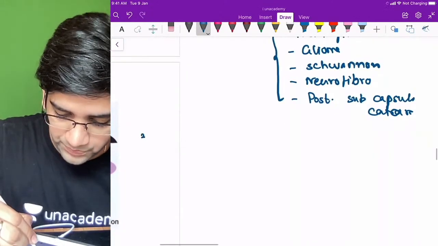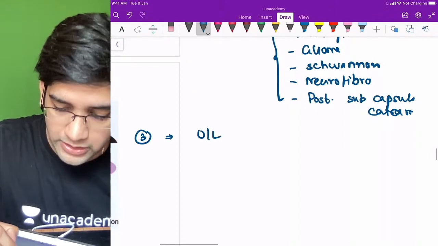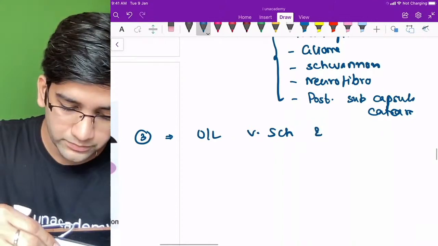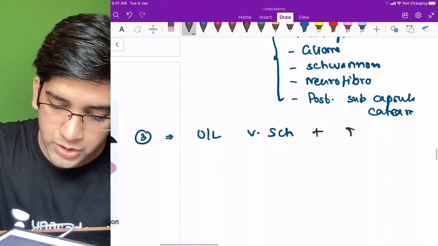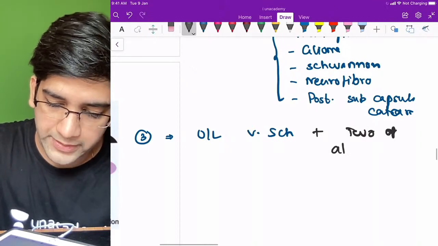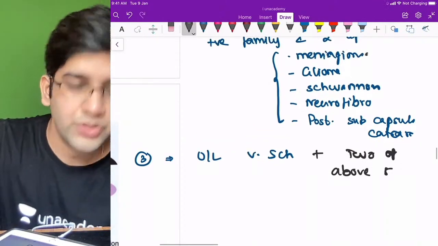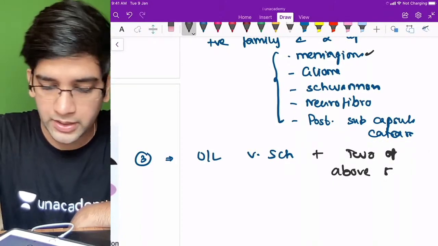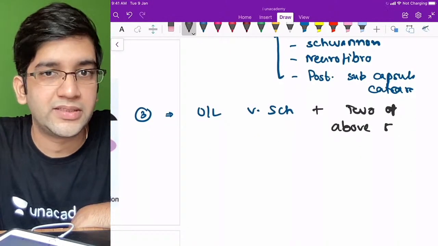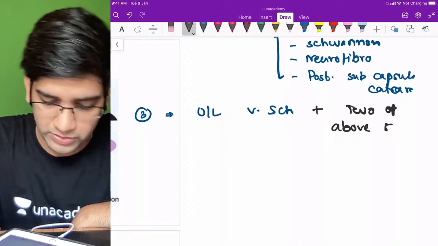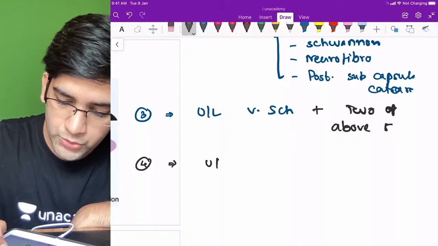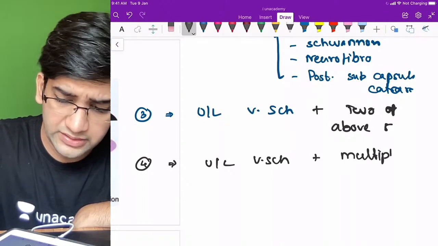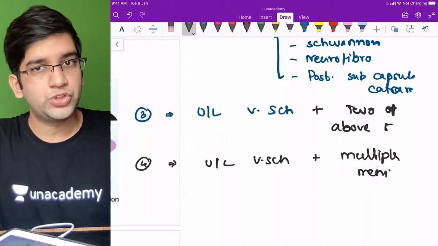If I don't have a family history, third one, what I'm going to say is, I can have a unilateral vestibular schwannoma. I'm writing VS for vestibular schwannoma. Plus, in addition to that, 2 of the above 5. I'm just writing above 5 to say meningioma, glioma, schwannoma at other sites, neurofibroma, and posterior subcapsular opacities. Fine. If I don't have gliomas, if I have more than one meningioma and vestibular schwannoma, that's also diagnostic. Unilateral vestibular schwannoma plus multiple meningiomas, diagnostic. Multiple meningioma includes more than one also. Fine.